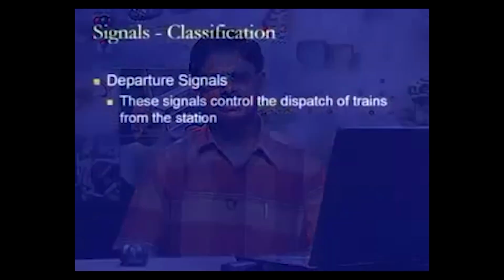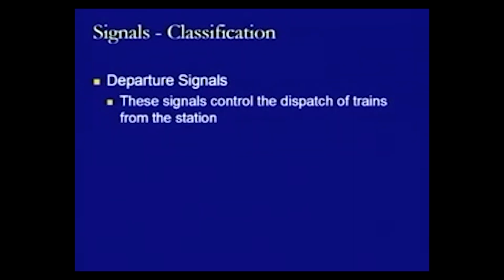Now, we look at another category of signals, that is departure signals. We have already seen the reception signals, where two categories were there, and that is how the train is allowed to move into a station and occupy a platform. Now, we are talking about a condition when the train is standing on the platform and now it has to depart. So, whatever signals are provided to dispatch this train from the station are known as departure signals.